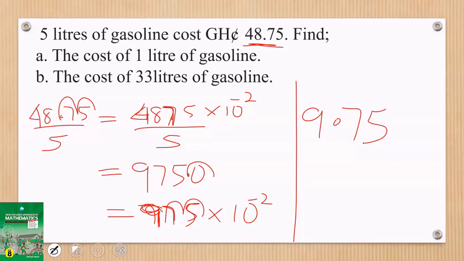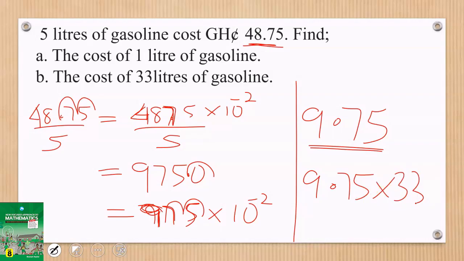Now it means that for every 1 liter of gasoline, you pay 9 cedis 75 pesewas. Then the question says the cost of 33 liters. So if 1 liter is now costing this, then I can just do this times 33 so that I will know the total cost for that.